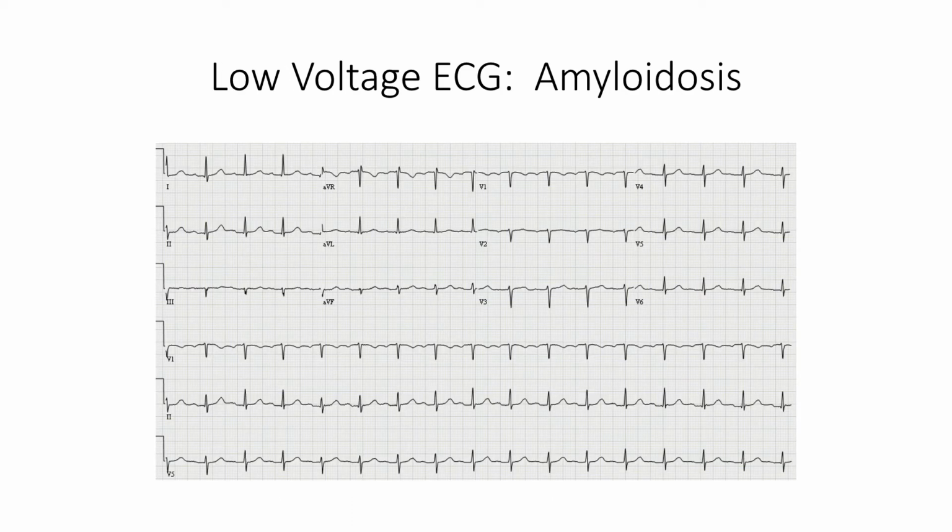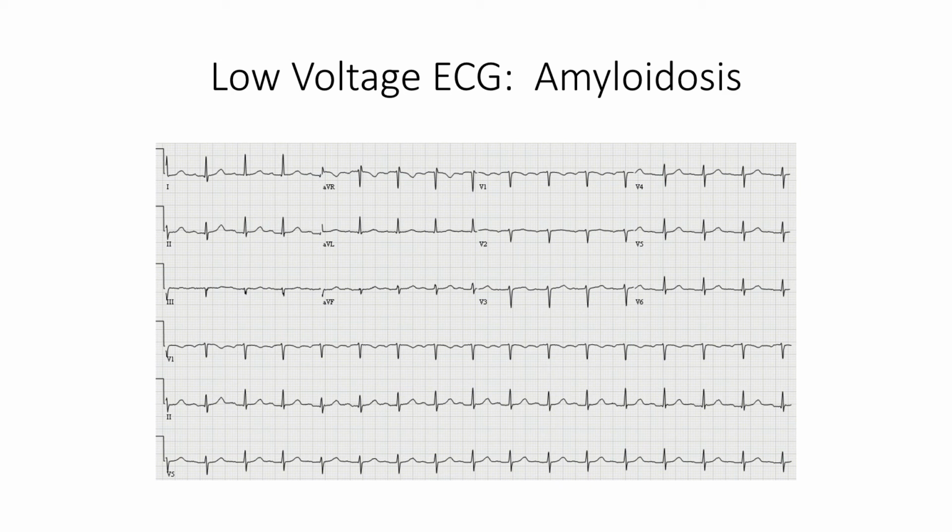So let's change gears for a second and look at low voltage ECGs. Here's an example of a low voltage ECG from amyloidosis. You can see that the limb leads are only about 5 millimeters in amplitude, and the precordial leads are less than 10 millimeters in amplitude.